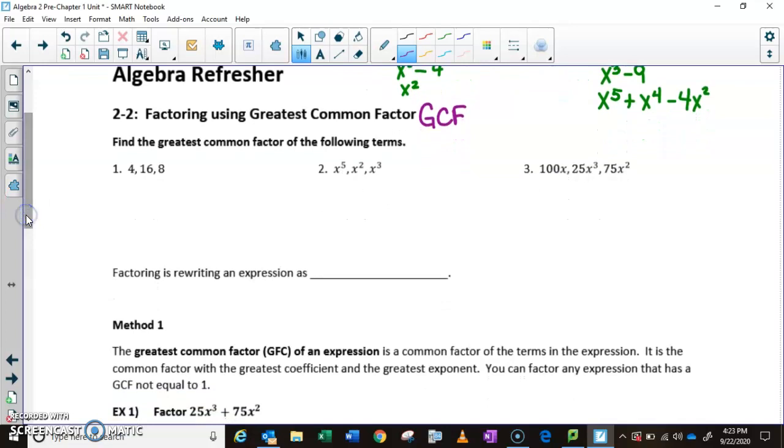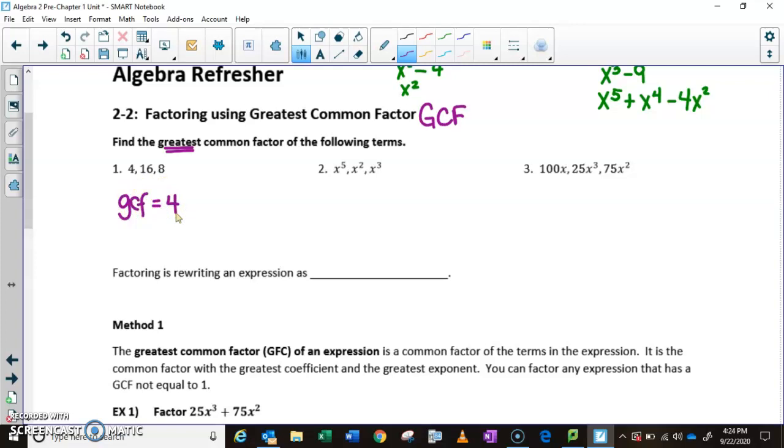So numerically, if I have numbers in a list like 4, 16, and 8, greatest common factor, what is the largest number that evenly goes into those numbers, 4, 16, and 8? Well, I know 2 evenly goes into 4, 2 times, 2 goes into 16, 8 times, and 2 goes into 8, 4 times. But is there a largest? Because remember, we want the greatest of the common factors, the largest number that goes into each of these numbers. So if I check, 4 goes into each of them. 4 goes into 4 once, 4 goes into 16 4 times, and 4 goes into 8 2 times. So here, my greatest common factor is 4.